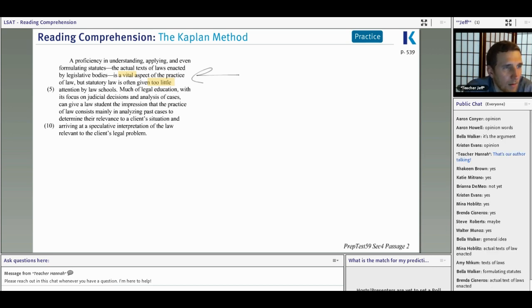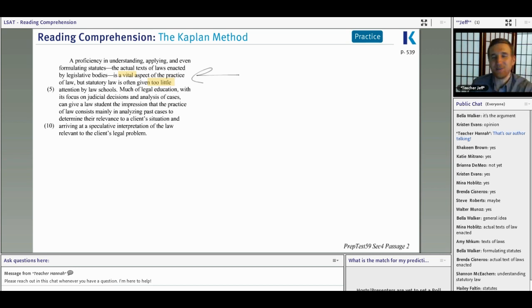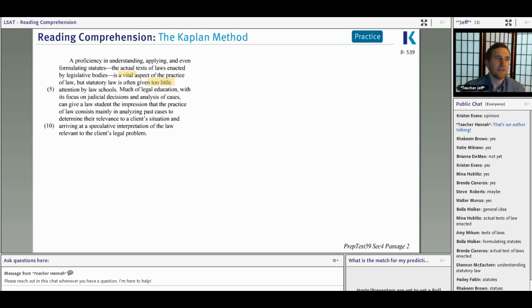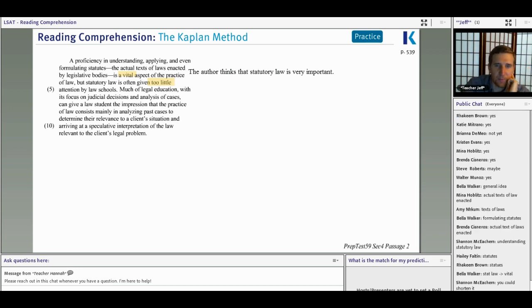Okay. The text of laws, which is called what? There's a name for this type of law. Right, the understanding of statutory law. Okay, so should we make a margin note that says, the author thinks that statutory law is very important? Is that what our margin note should be saying? Would that be a nice, effective, efficient margin note?